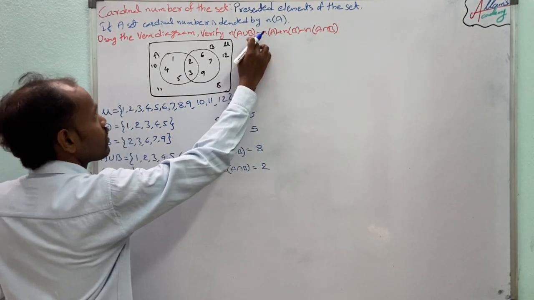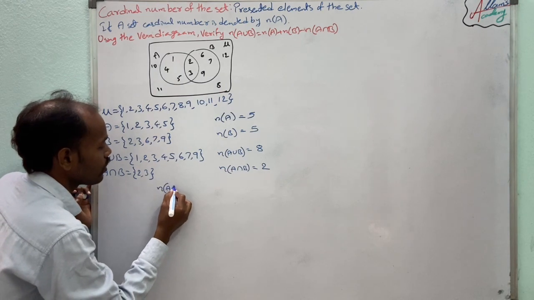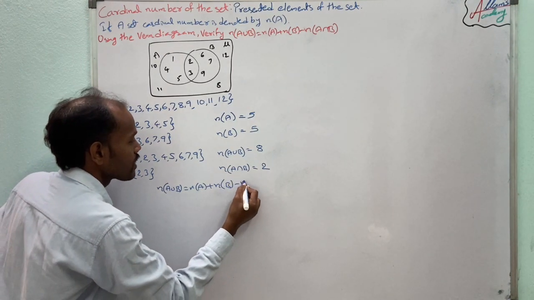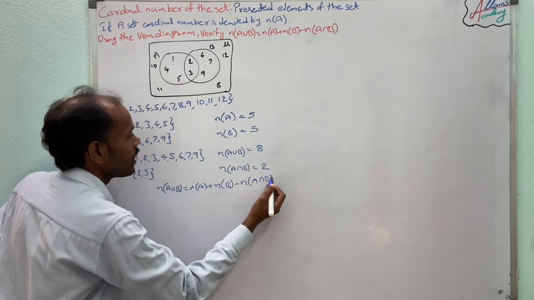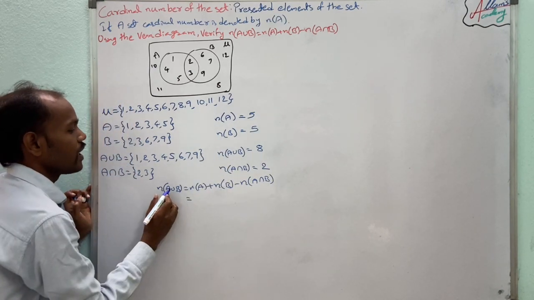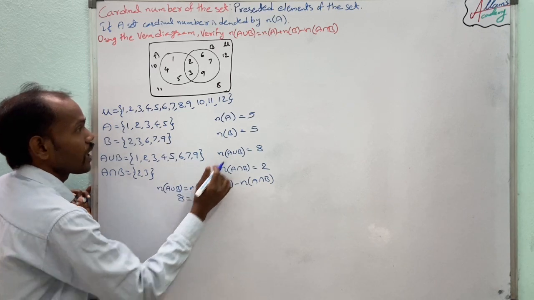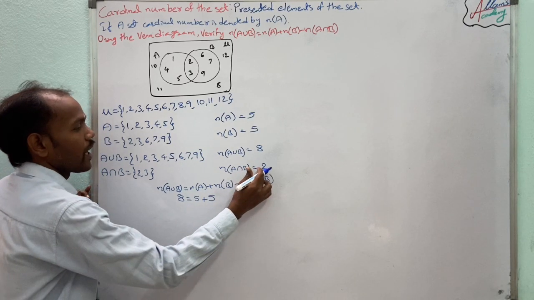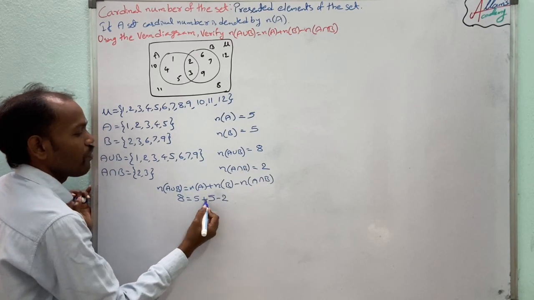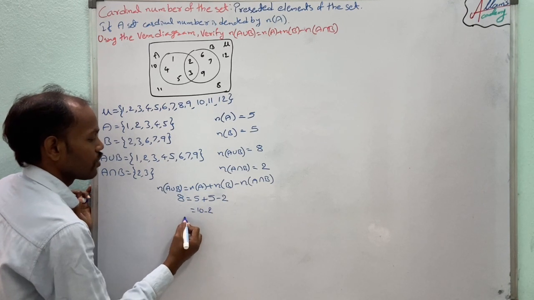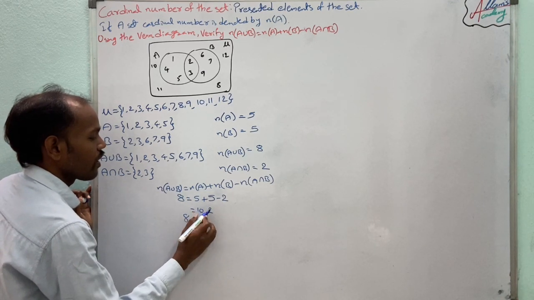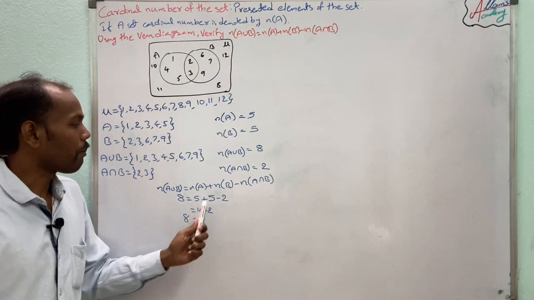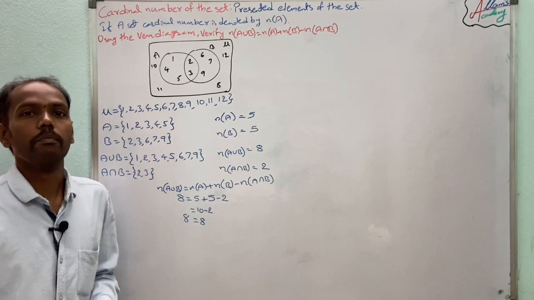So here we are asked whether number of A union B equals number of A plus number of B minus number of A intersection B. Will that be possible or not? Now we are checking. Number of A union B equals 8, number of A equals 5, number of B equals 5, minus number of A intersection B is 2. 5 plus 5 is 10, 10 minus 2 equals 8. So we can conclude that number of A union B equals number of A plus number of B minus number of A intersection B.